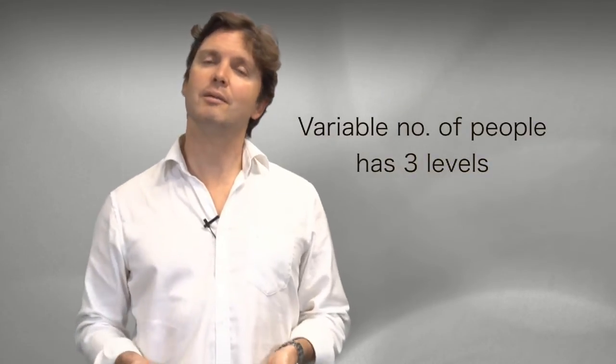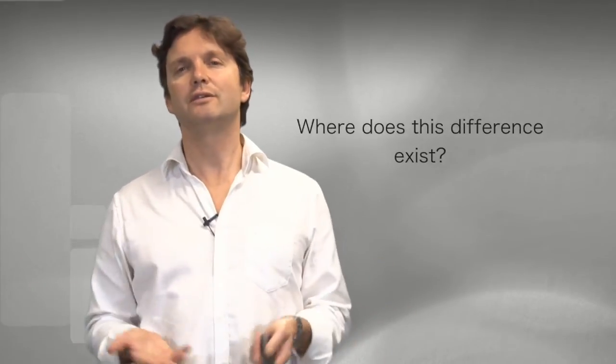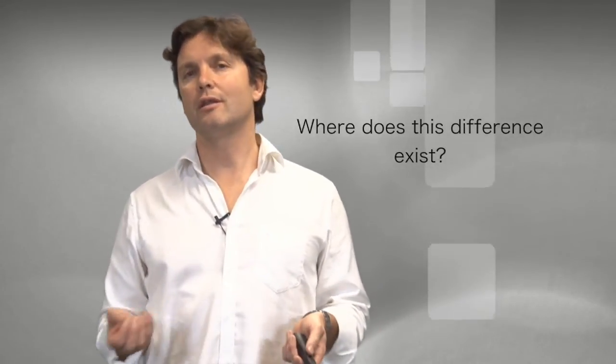So if you remember, the variable number of people had 3 levels. So we found a significant main effect for people. Now the question is, where does this difference exist? Does it exist between 0 and 5 people present? Does it exist between 0 and 15 people present? Or does it exist between 5 and 15 people present? The main effect for people doesn't tell us where that difference exists. It just tells us there's a significant difference somewhere.